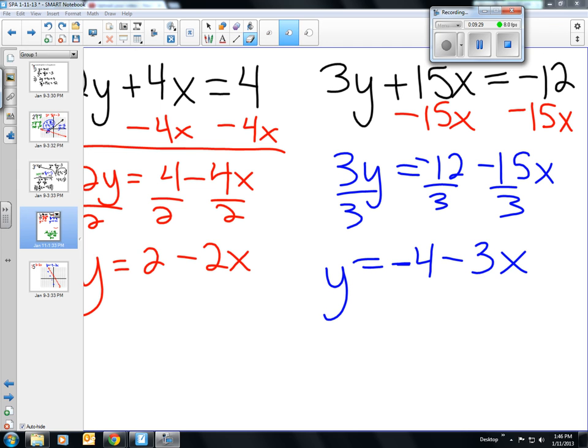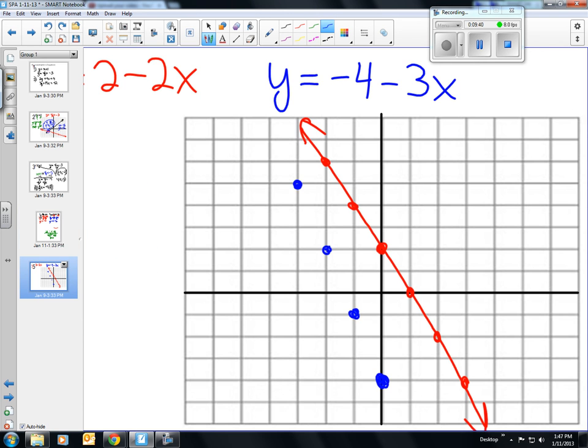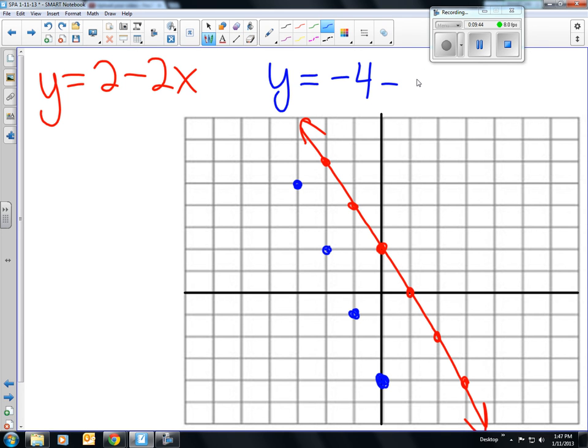Well, I caught myself making a mistake there. Here, on this 3x, this should be a negative 5x. So my mistake there. Get going too fast, and that's what happens. You start making mistakes. So here we should have a negative 5x. And let's start again with the blue line. So you got negative 4 as your starting point here.